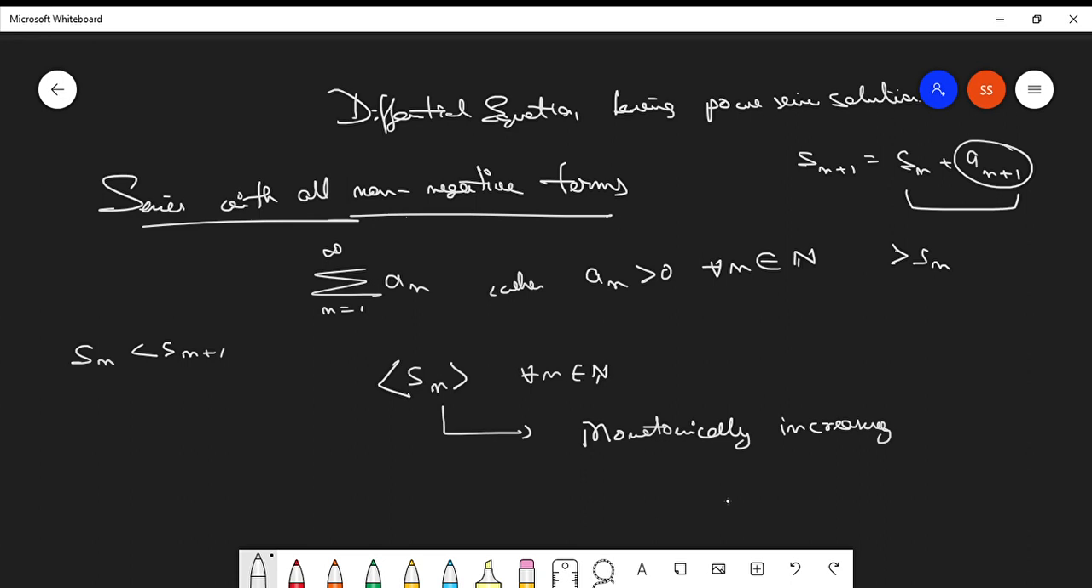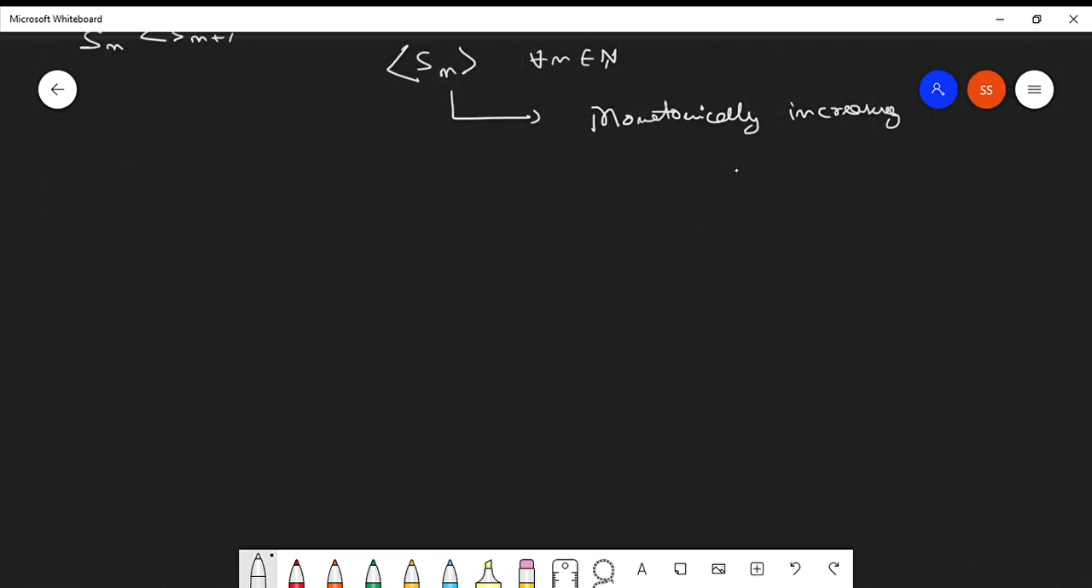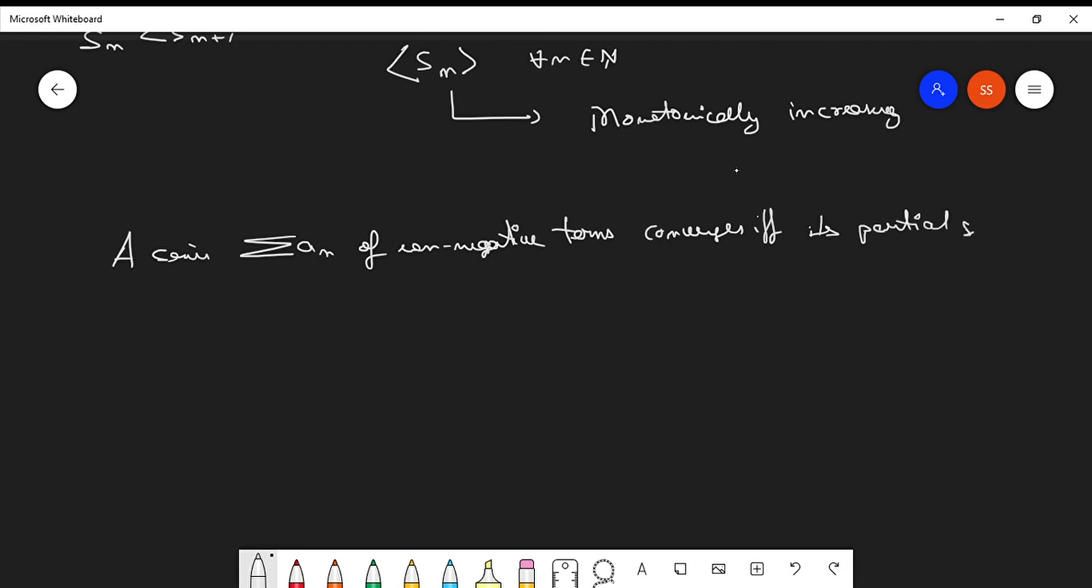This particular concept gives us a very important theorem which tells that a series a_n of non-negative terms, of course, of non-negative terms, converges if and only if its partial sums are bounded above. We will be understanding this particular theorem with an example.